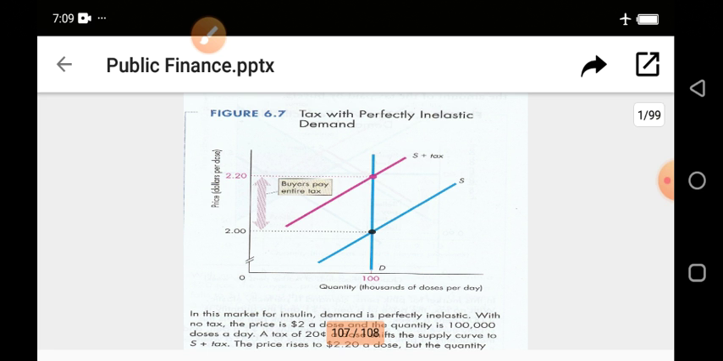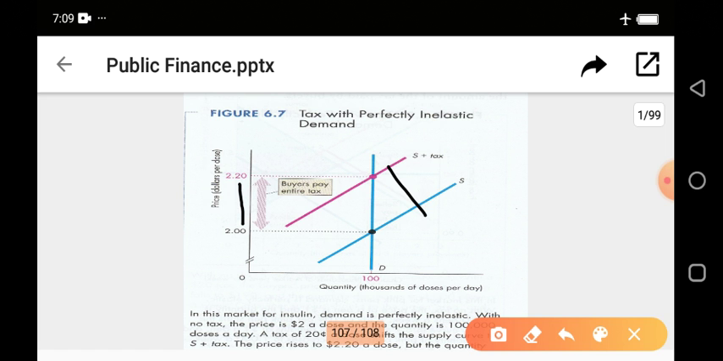So a tax of 20 cents was introduced, and that shifted the supply curve upward. You can see that the supply curve is shifted from S to S plus tax. So now we have a new price, from $2 to $2.02, because a tax of 20 cents, that might be a sales tax, a flat tax, was introduced. So that curve shifted from S to S plus tax, and the price has risen.